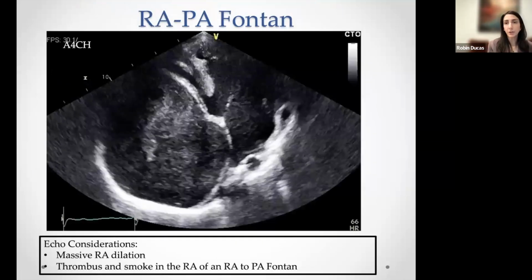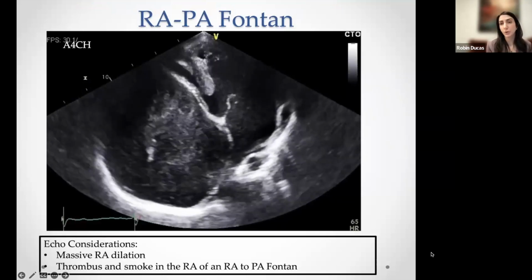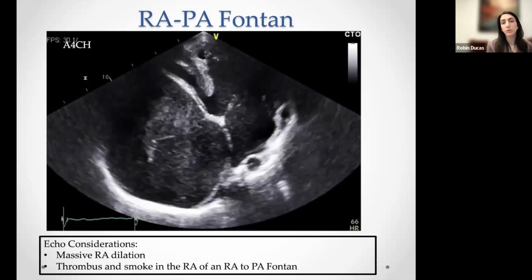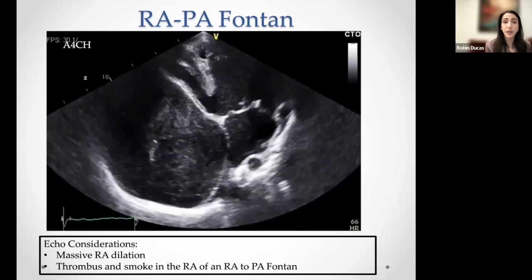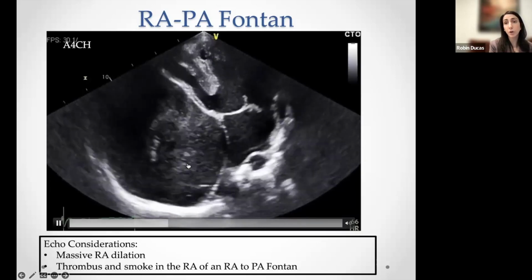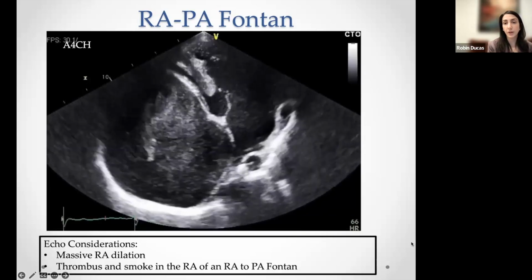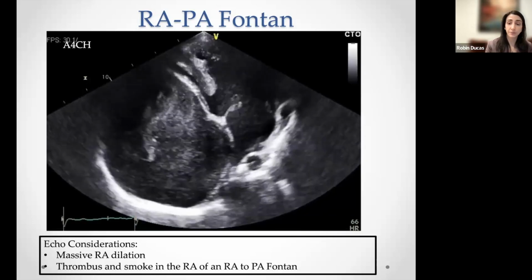So this is another patient with the same type of repair. It's an RA to PA Fontan, and a very different outcome than the one I showed you in the slide before. What we can see on this patient is that the right atrium is now massive. It's actually greater than the rest of the heart. And what we see in here is very, very slow, sluggish flow and evidence of an organized thrombus within that RA. So this is a very bad finding for a patient with Fontan circulation.